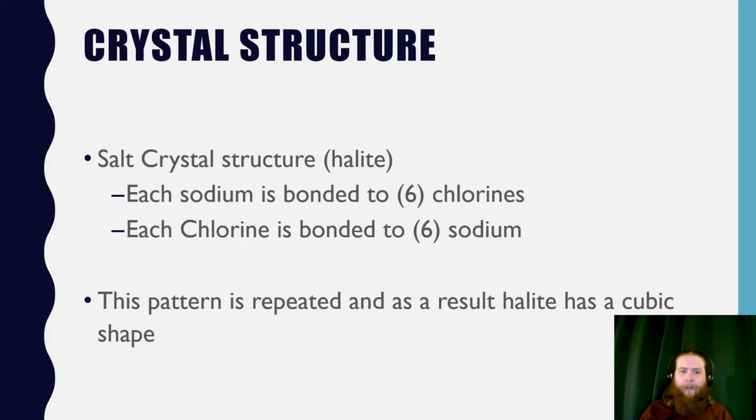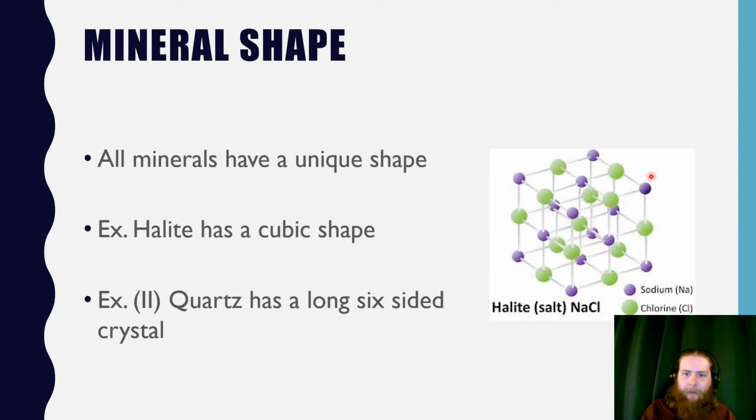For example, we have salt crystal, which is halite. Each sodium is bonded to 6 chlorines, and each chlorine is bonded to 6 sodium. This pattern is repeated, and as a result, halite has a very cubic shape. As you can see by this picture here, it forms a very nice cube. The purple is the sodium, the green is the chlorine.